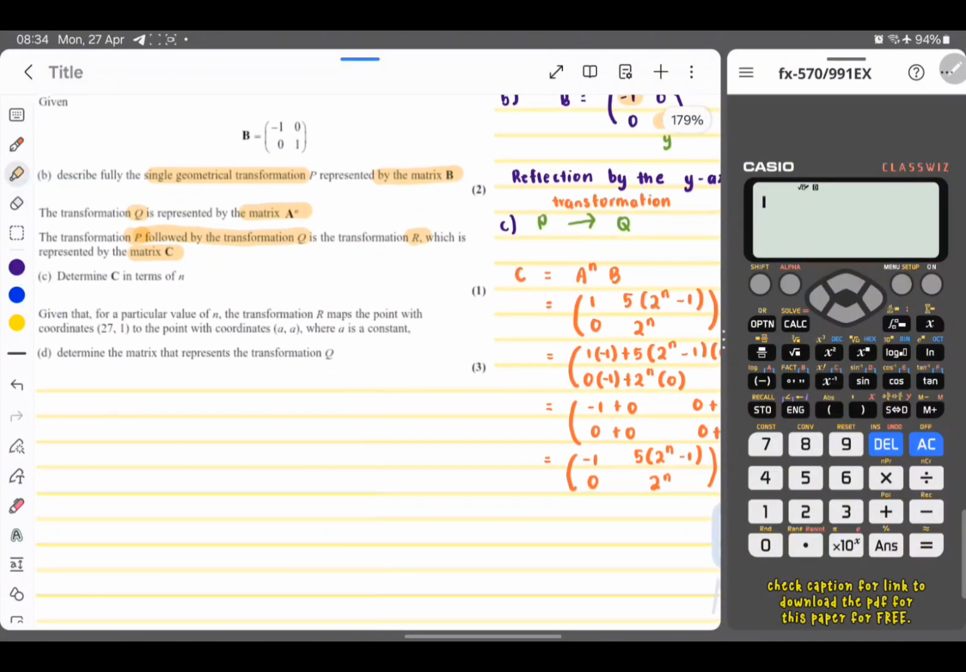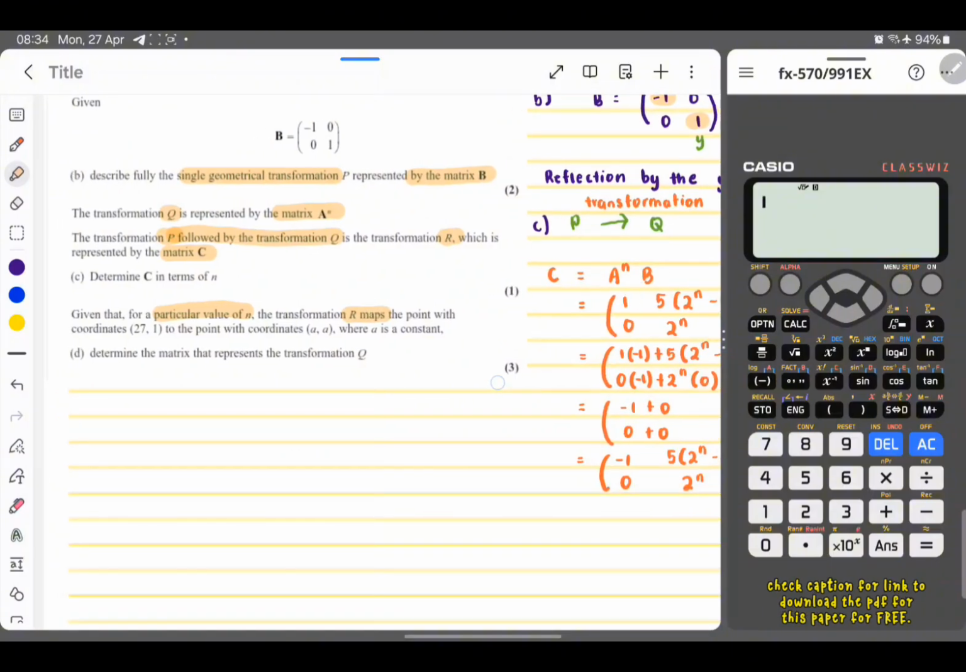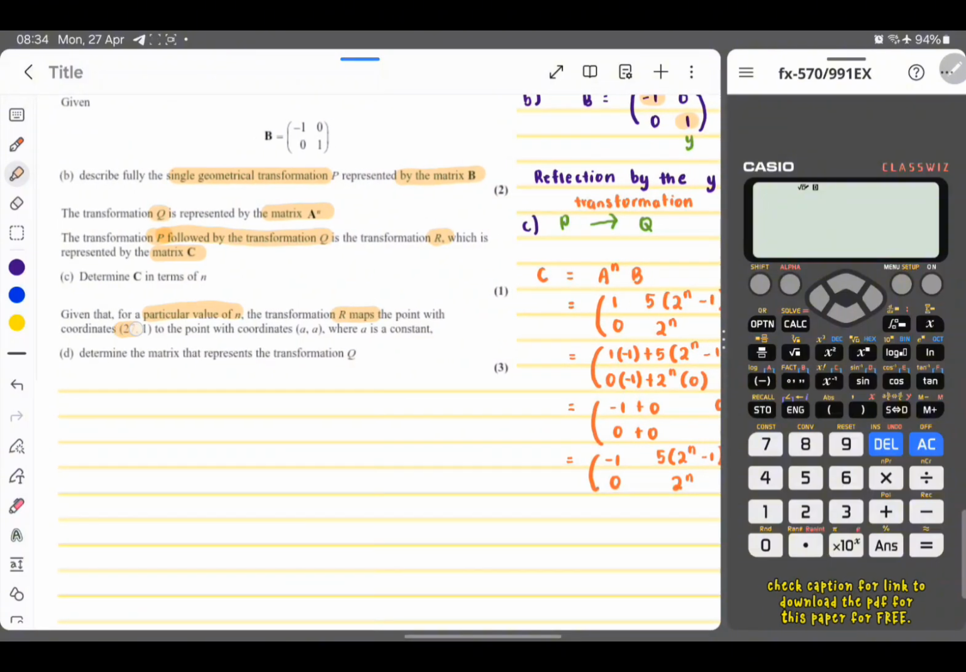Given that for a particular value of n, the transformation R maps the point with coordinates 27, 1 to the point with coordinates A, where A is a constant. Determine the matrix that represents transformation Q.